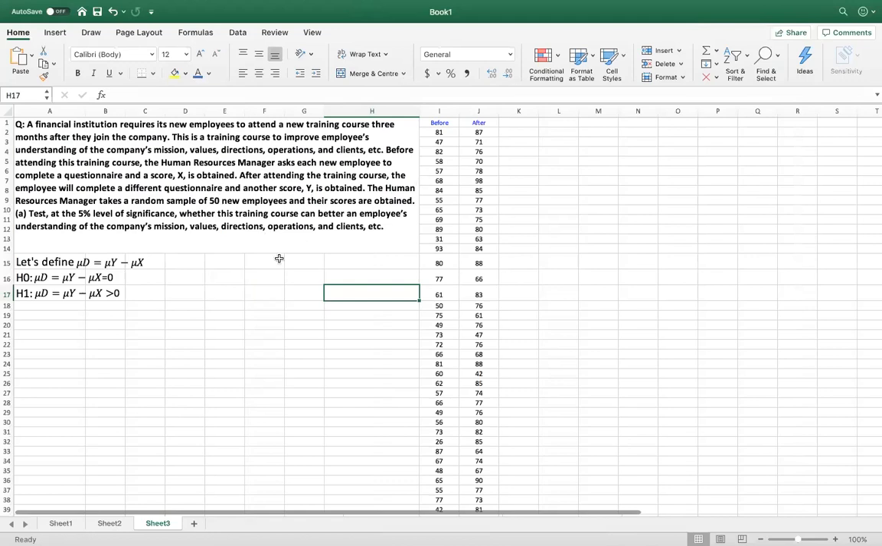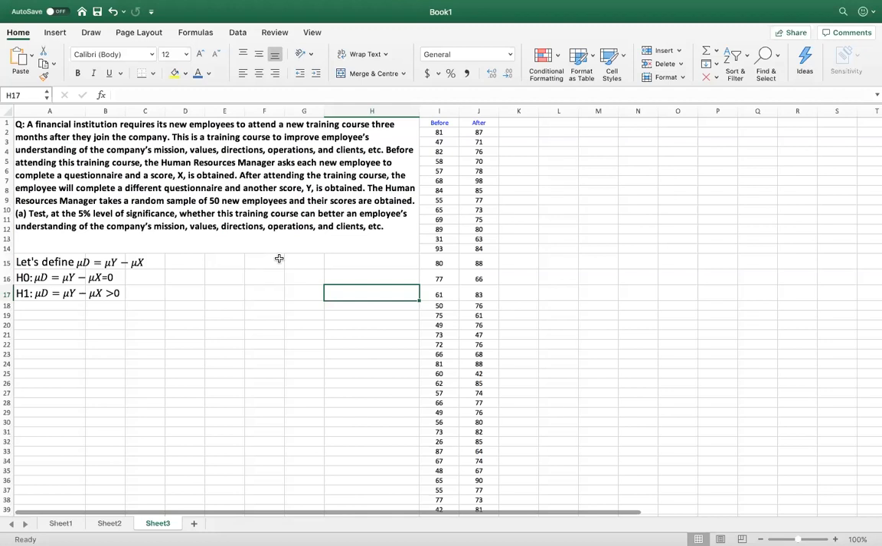Well, in this question, you can see that the target group is the same, which means you just test the same group. The difference is that you need to test the different score they obtained before they attend the training course and after they attend the training course. So the two populations here are dependent.